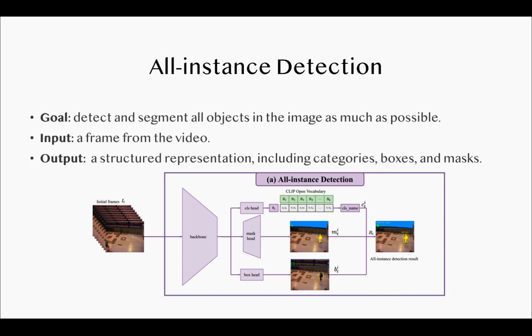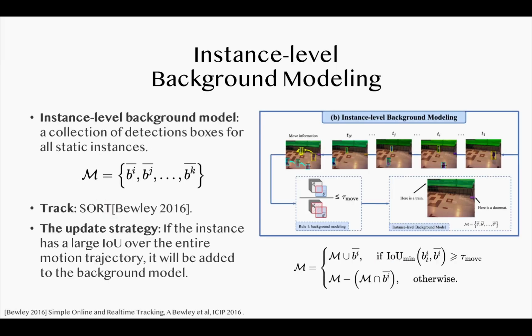For this stage, we have chosen Static, a powerful zero-shot object detection pre-trained model, to extract structured representations from the video frames. An ideal instance-level background model should include all stationary objects in the current frame. We built this model using the detection boxes of these objects. To record the motion and trajectory of each instance, we use SORT, a simple and effective tracking algorithm. We determine if an instance has moved by calculating the intersection over union of each box in the trajectory relative to the average box. If motion is detected, the instance is not added to the background model.